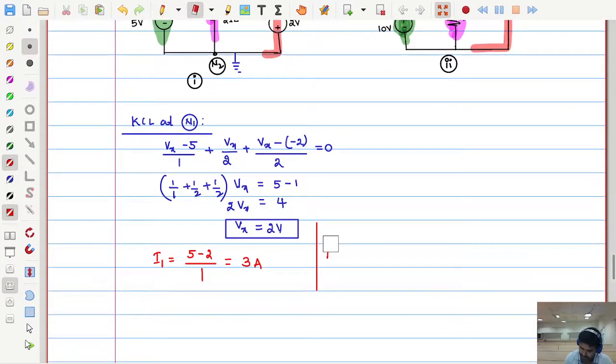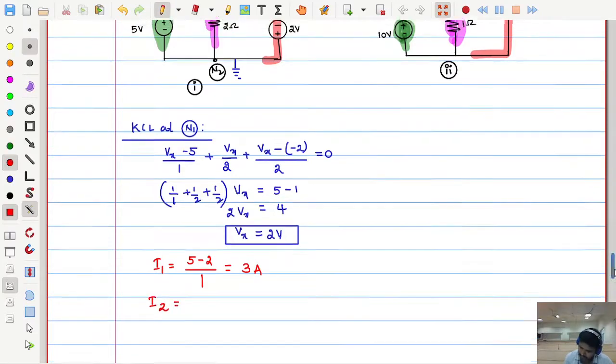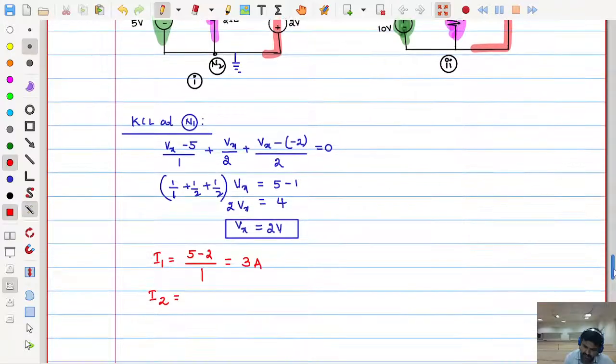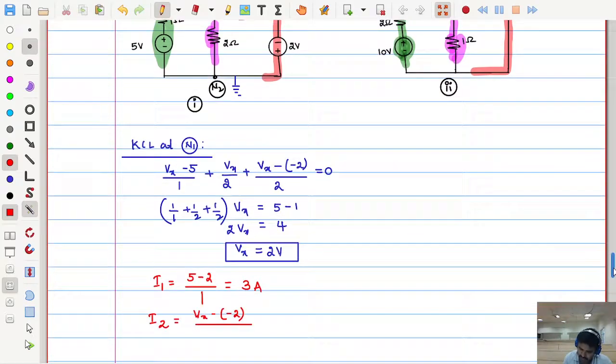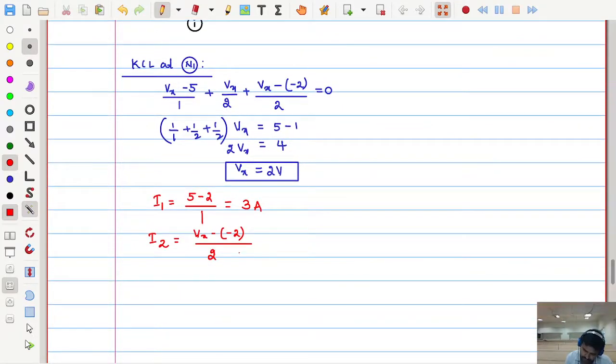So for this branch, I2 is Vx minus of minus 2 divided by the resistance. How much is the resistance? 2. So how much will we get? 4 by 2 is equal to 2 amperes.